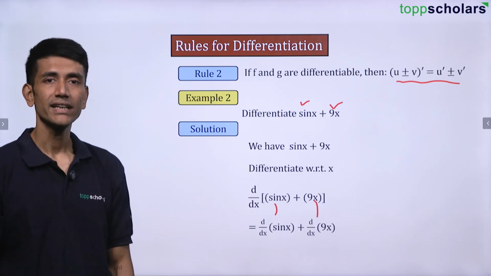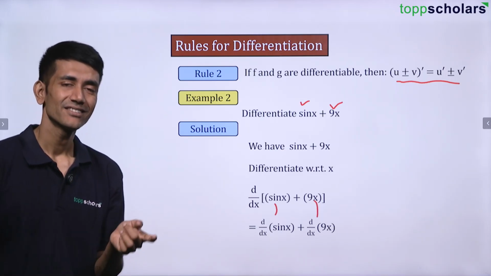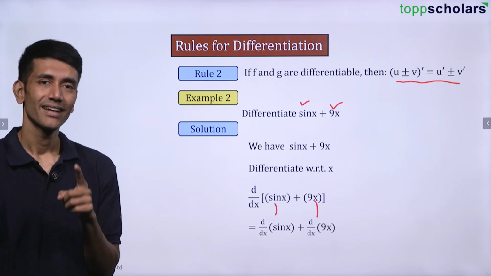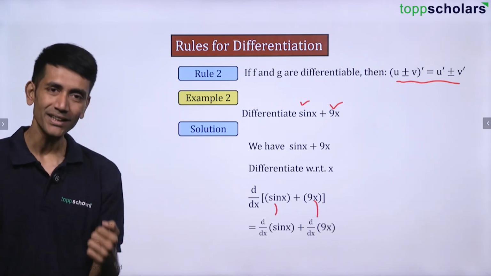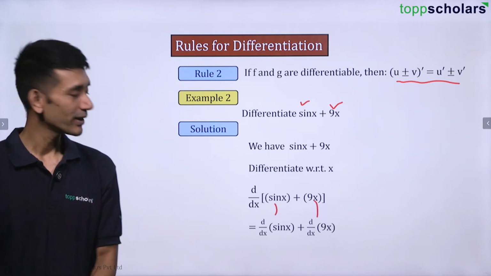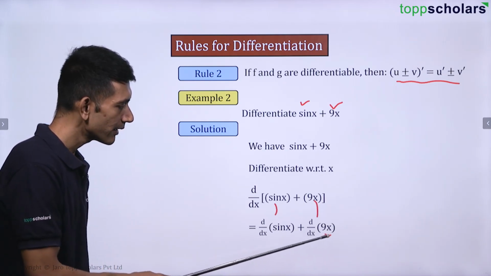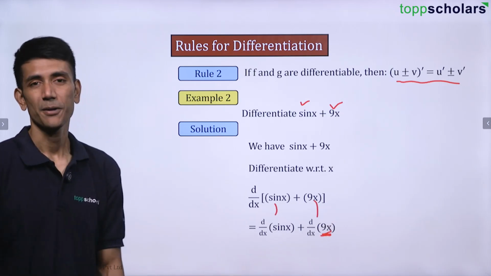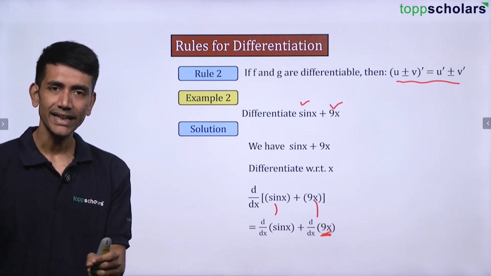What is the derivative of 9x? 9 will remain as it is. What is the derivative of x? x is x raised to 1, so that is 1 times x raised to 1 minus 1, that is 1 times x raised to 0. x raised to 0 is 1. So always remember, derivative of kx is k. Derivative of 9x is 9.